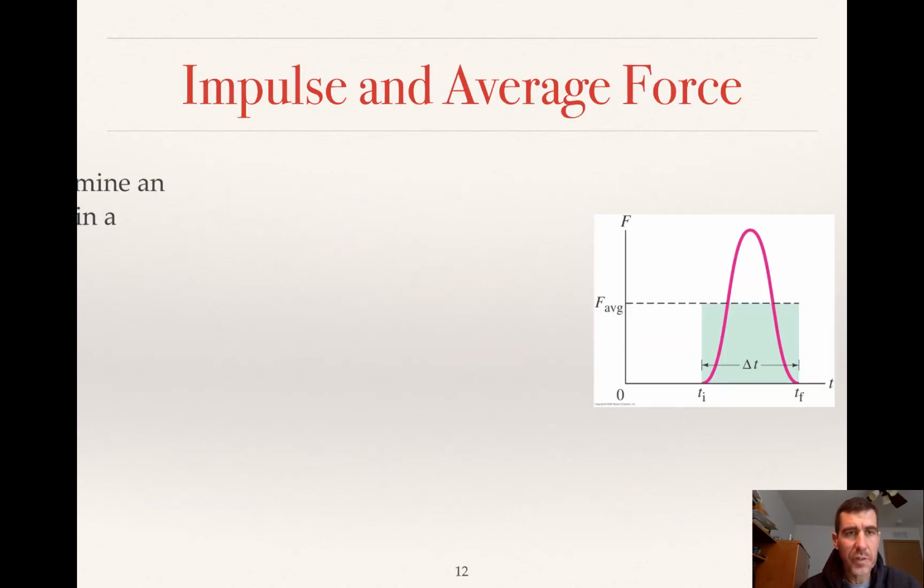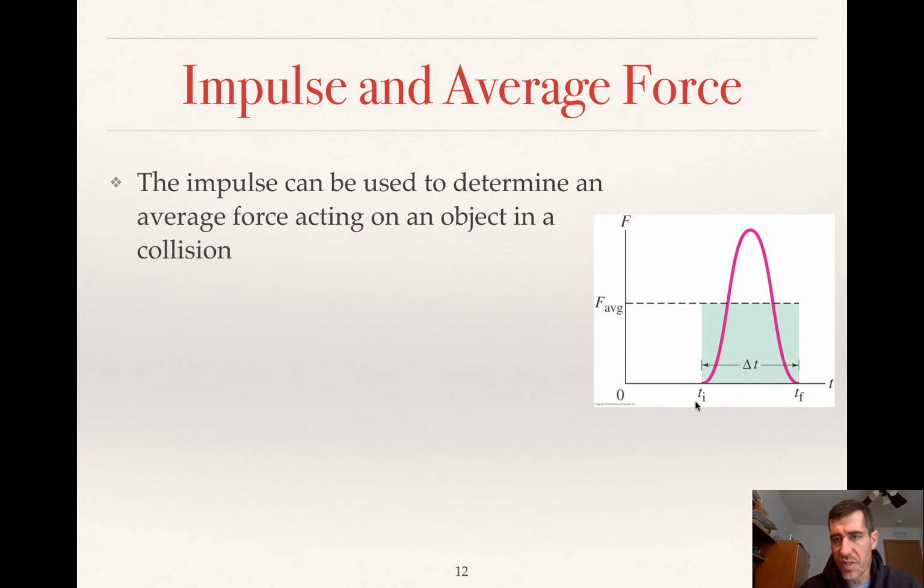Now, one other thing we can do. In general, the force during this collision is going to be a complicated thing. That's what this plot on the right is supposed to represent. You've got some t initial, which is when the two objects initially start to come into contact, and t final is the end of the collision. So you've got some non-zero force between t initial and t final, and in general, as they start to come into contact, it's going to get bigger, and then as they start to go out of contact, it's going to get smaller.